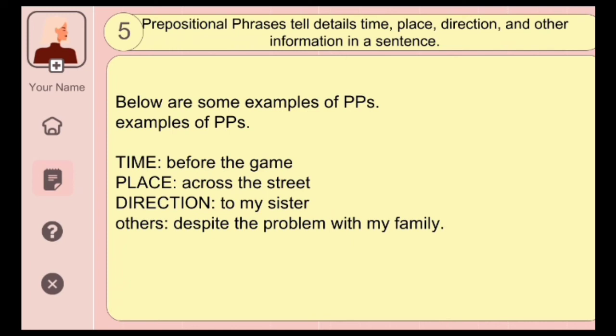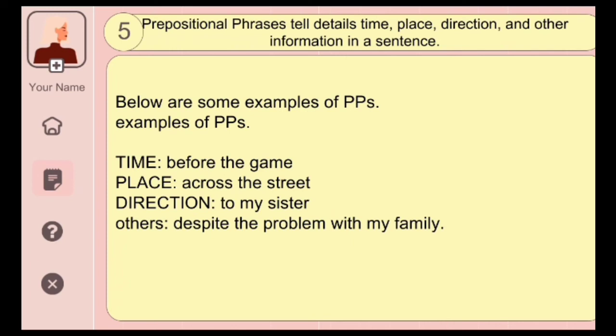And also our direction. The phrase is to my sister. The preposition there is to, determiner my, noun sister. And there's a lot of examples of prepositional phrases such as despite the problem, with my family. So those are just some of the examples. So I will give you an example. Our example is to my sister.